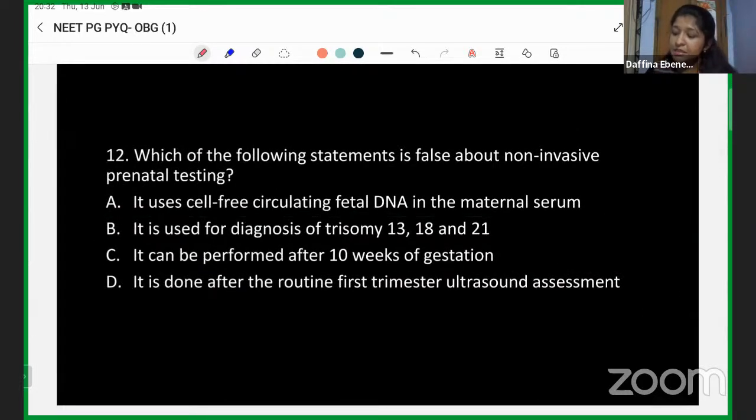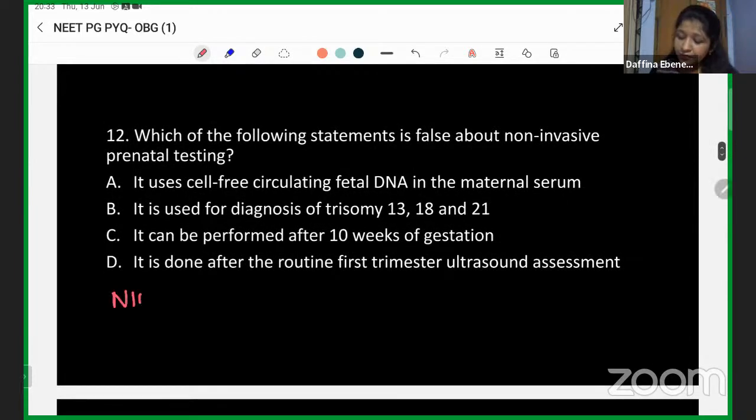Which of the following statements is false about non-invasive prenatal testing, NIPT? It uses cell-free circulating fetal DNA in the maternal serum. It is used for diagnosis of trisomy 13, 18, and 21. It can be performed after 10 weeks of gestation. It is done after the routine first trimester ultrasound assessment. Which of the following statements is false? It uses cell-free circulating fetal DNA in the maternal serum. Yes, that is non-invasive prenatal testing. It is performed after 10 weeks of gestation. True. It is done after the routine first trimester ultrasound assessment. Yes, after the first trimester ultrasound screening, you are going to do the NIPT.